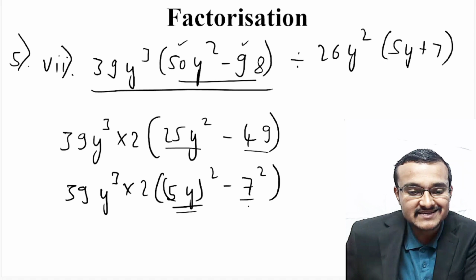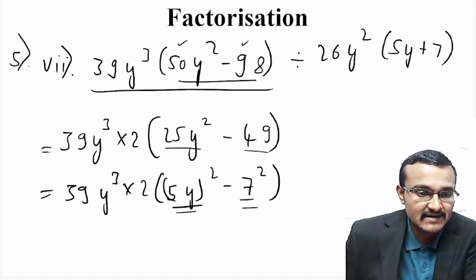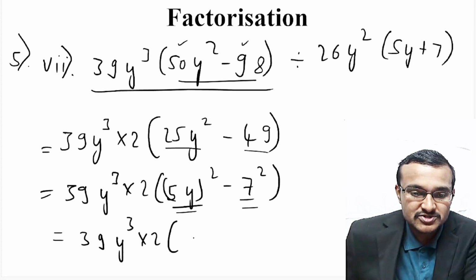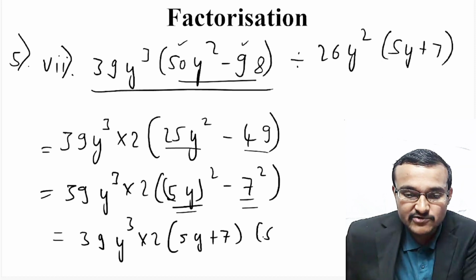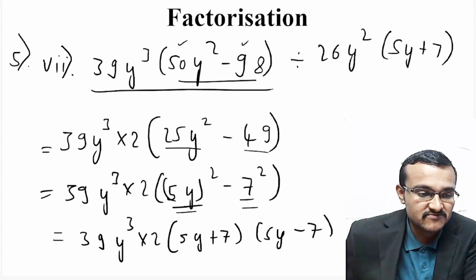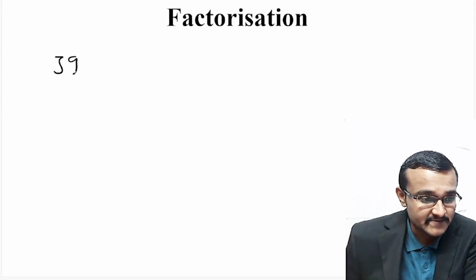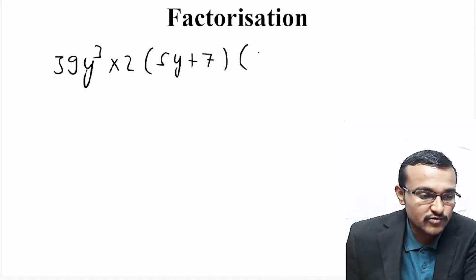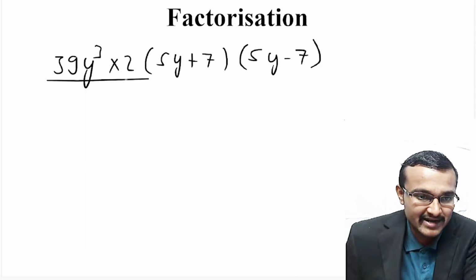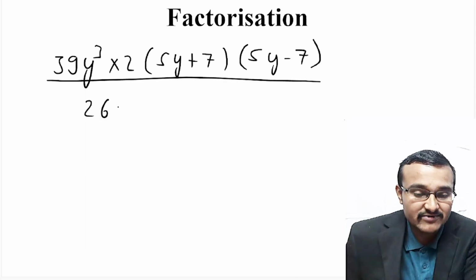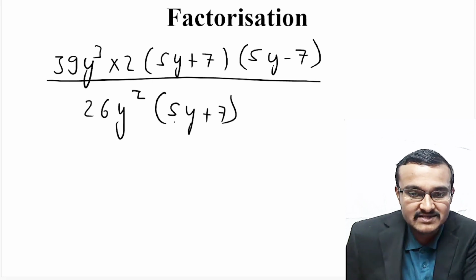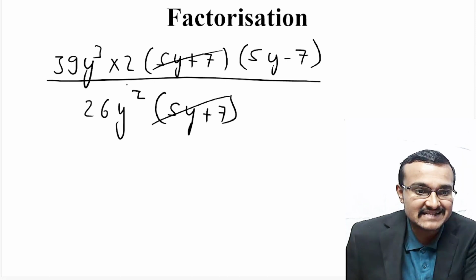Here you can clearly see the a² − b² form is there, so you can directly apply the identity. So (5y)² − 7² can be written as (5y + 7)(5y − 7). So 39y³ × 2 × (5y + 7)(5y − 7) will be there in the numerator. In the denominator you can write the given expression, 26y²(5y + 7). Here 5y + 7 can get cancelled with each other.